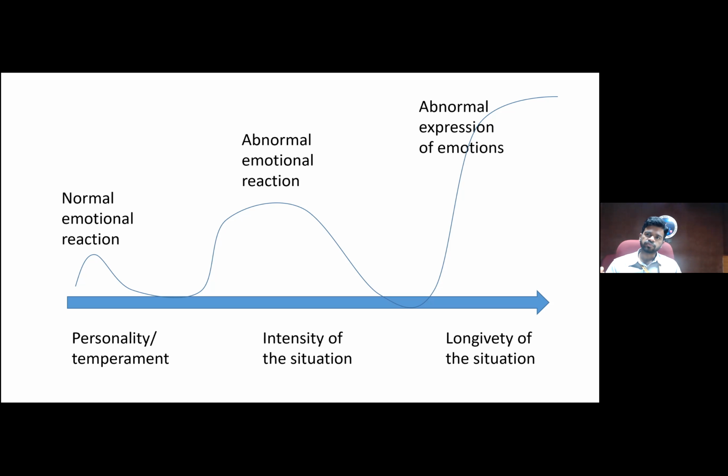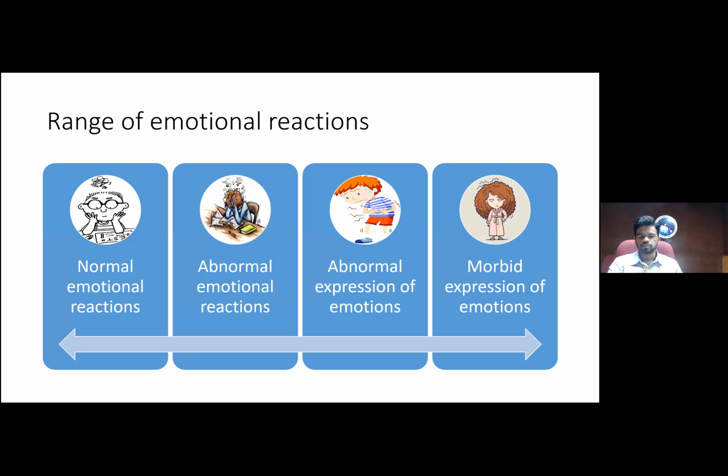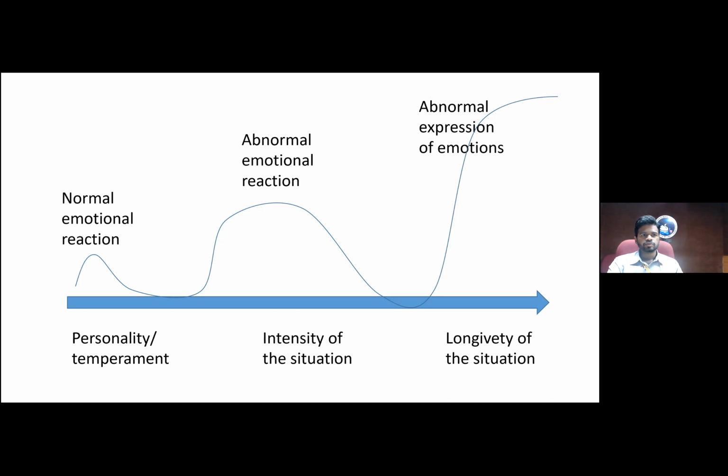So there is a threshold for every child in that matter. Suddenly at some point in time they break down and they start having what we see as abnormal emotional reactions, right? So you need to check into the character and the intensity of the situation in which the child has come, and the longevity of the situation. When I say longevity, it means how long they've been exposed to these kinds of situations. What is the duration, right? All these things would determine whether the person will have a normal emotional reaction or an abnormal expression of emotions.